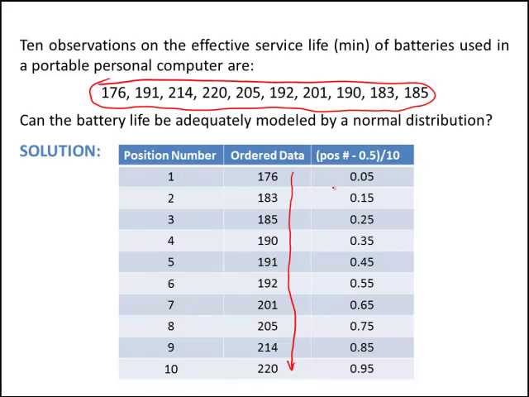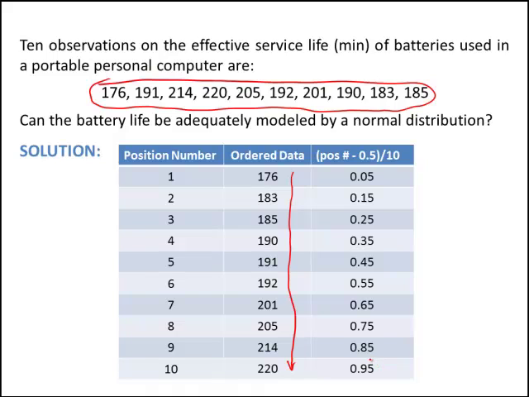To find the observed cumulative frequency, I took their position number. For example, for the first data point, I took 1, subtracted 0.5, and divided by the number of data points, which in this case is 10. So not surprisingly, the values go up by 0.10 from 0.05, 0.15, 0.25, all the way to 0.95.